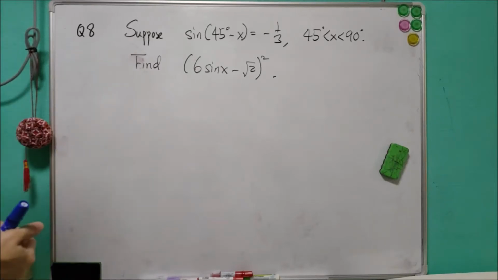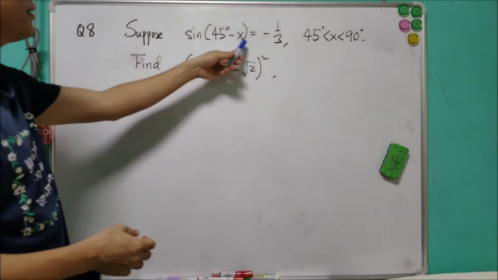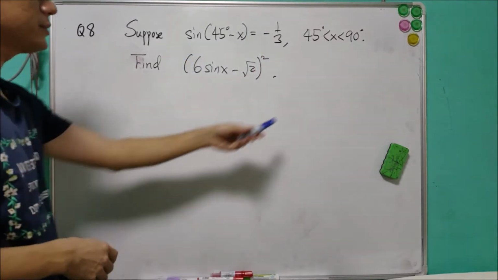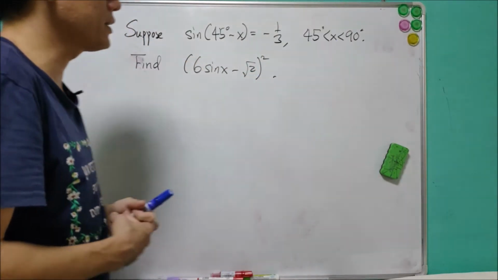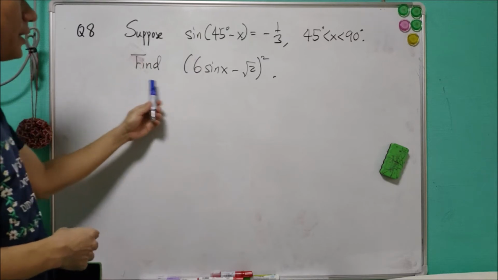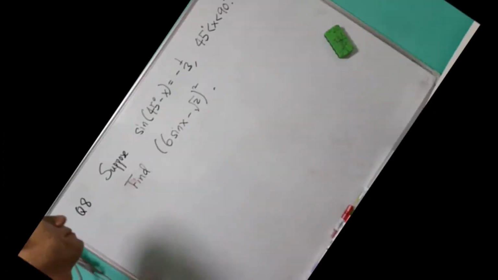So this is question 8. It's a trigonometry question. Given that sine of this angle equals -1/3, where x is in between 45 degrees and 90 degrees, find the value of this expression.